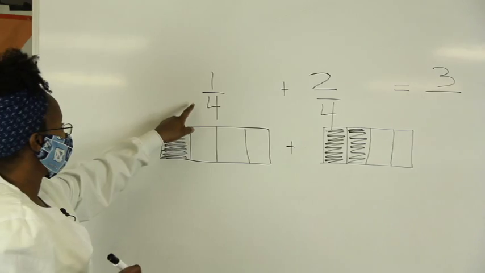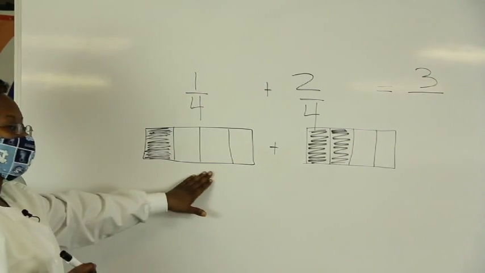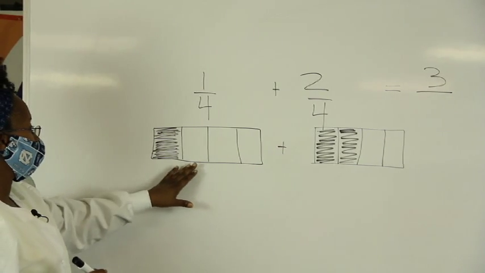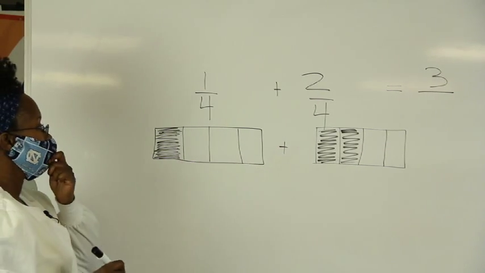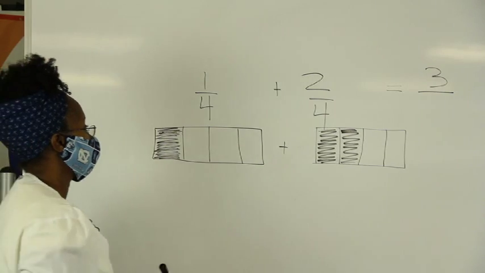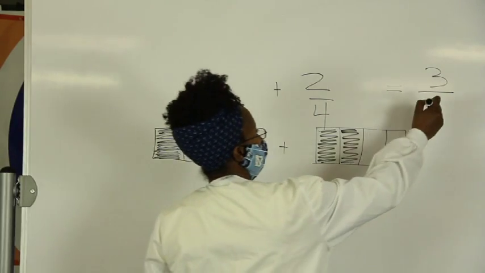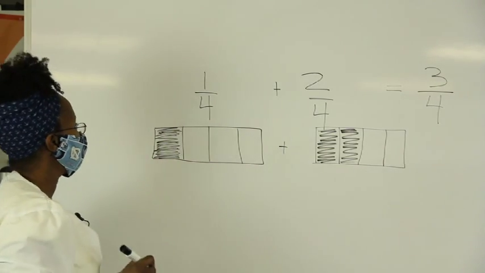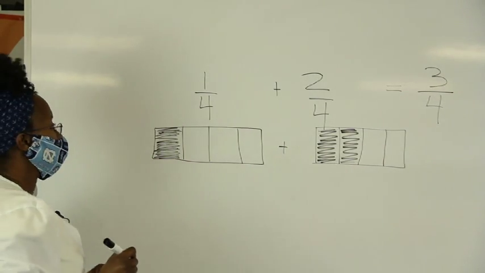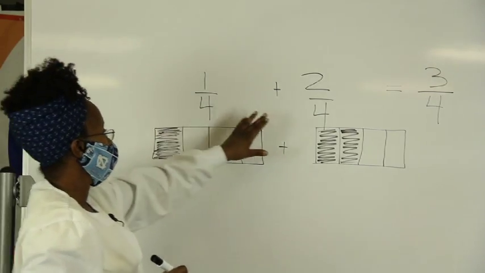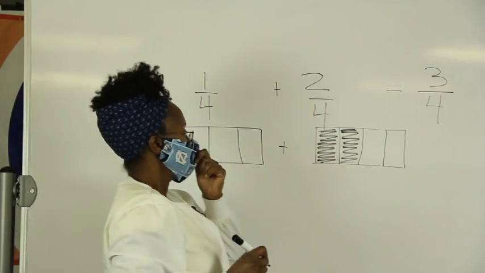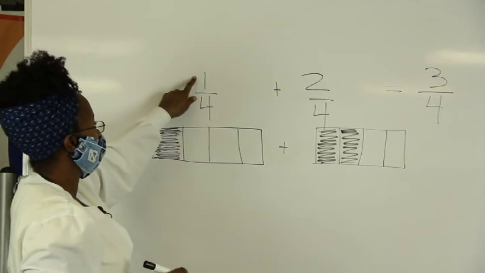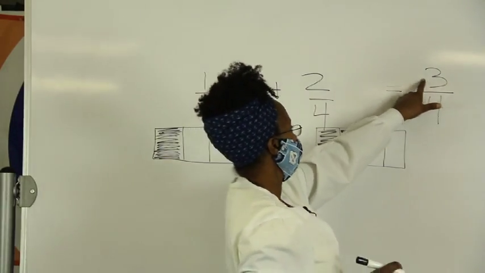And because they all are dealing with 4 as the denominator, that means there are 4 different parts to each one. We're going to keep the same 4 parts because we did not go over 4. So when you add fractions that have the same denominator, you just keep the same denominator with the answer, and then you add the numerators together. 1 plus 2 is 3.